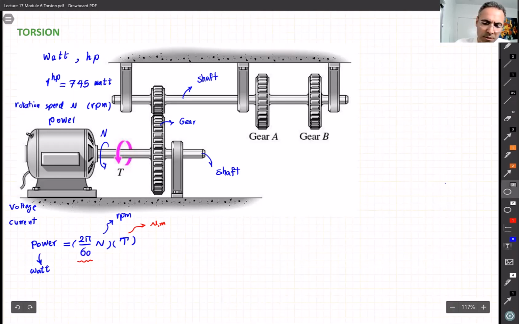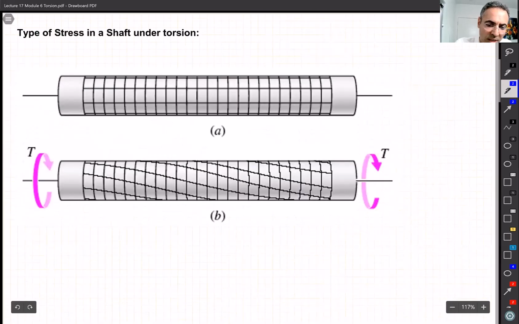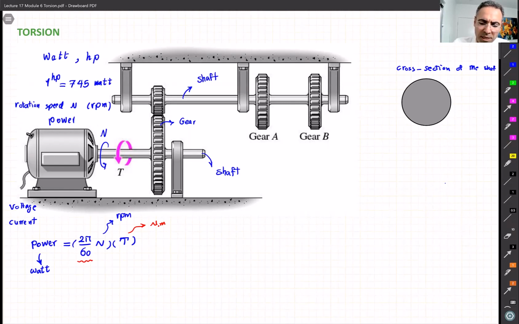Let me draw something here. First, I need to move myself up there. Okay. So this shaft, if you look at the cross section, and I just draw something bigger. So this is then the cross section. Cross section of the shaft, and it can be a solid shaft like that. It can be a hollow shaft.